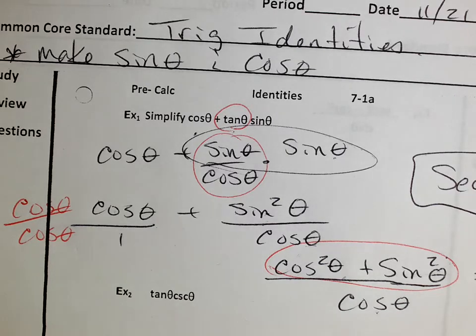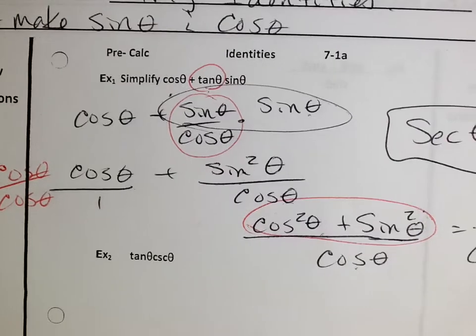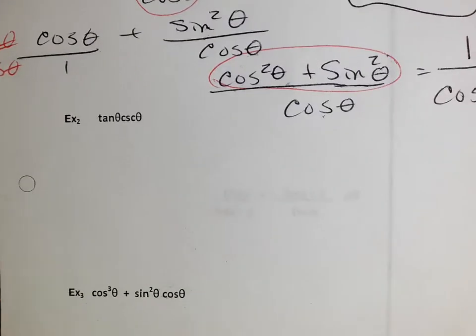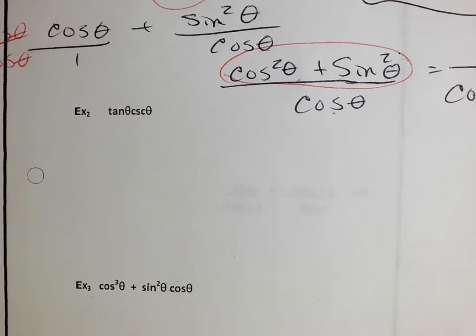Example 2 is a little bit easier. It really is. You guys okay with that? Sorry, I really like doing these because it's like a little puzzle for me. Example 2 is easier. In fact, we did example 2, didn't we? But let's do it again. So again, the trick is to change everything to sines and cosines. It's easier. So what do you know about tangent?